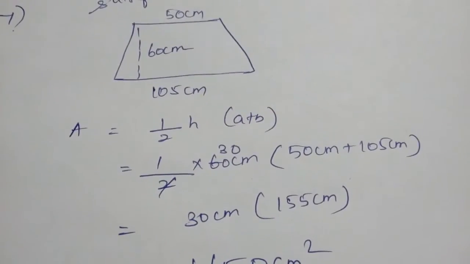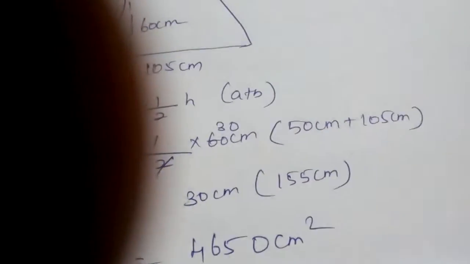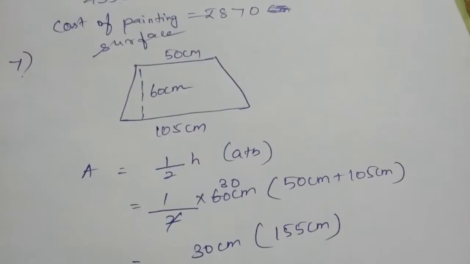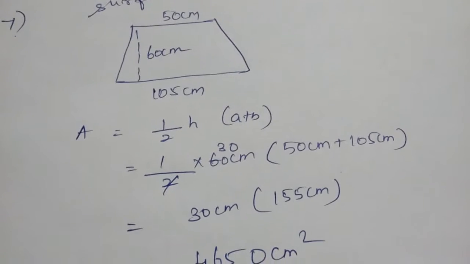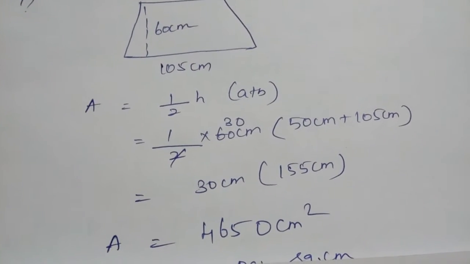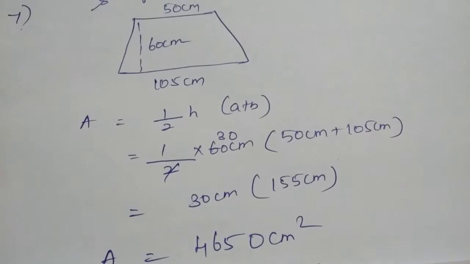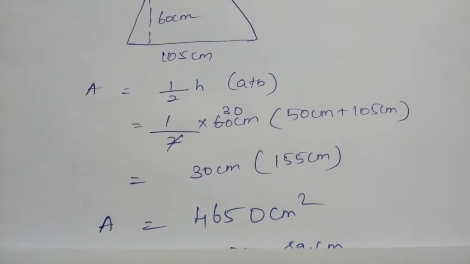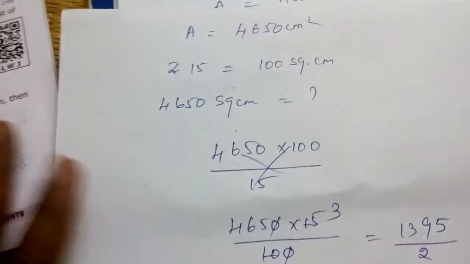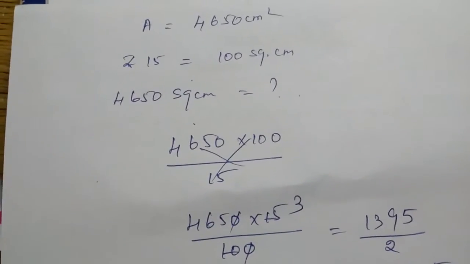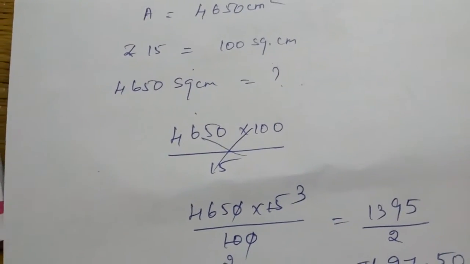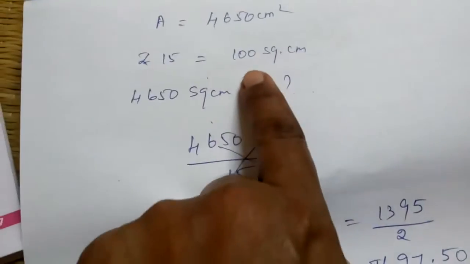See here, now I have drawn the trapezium. You can even name it ABCD. Then the values we have substituted over here: 50 centimeter, 105 centimeter, height is 60 centimeter. Then the area, you are getting 4650 very easily. After getting that, the question asks for the cost for an area of 4650, at rupees 15 for 100 square meter. In the previous question it was rupees 2 per square meter, that is 1 square meter, but here they have asked for 100 square meter.